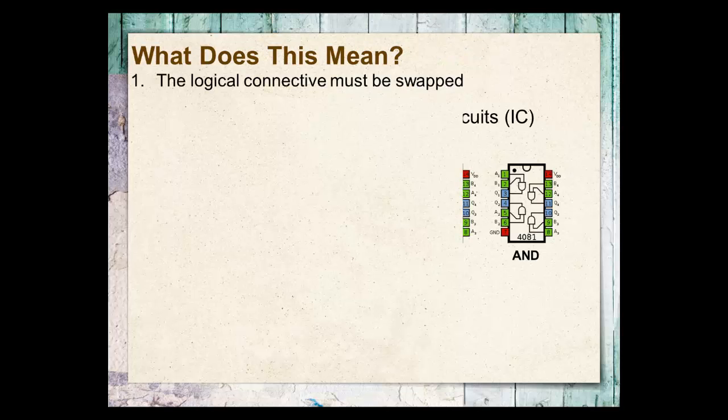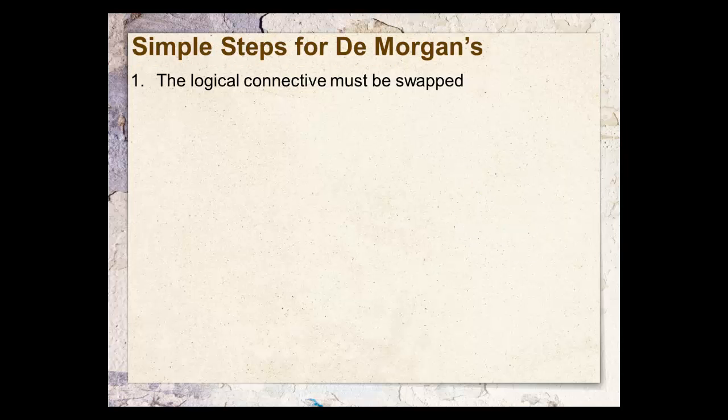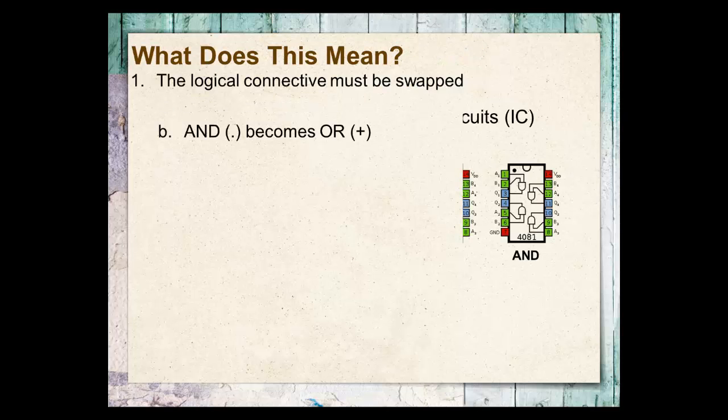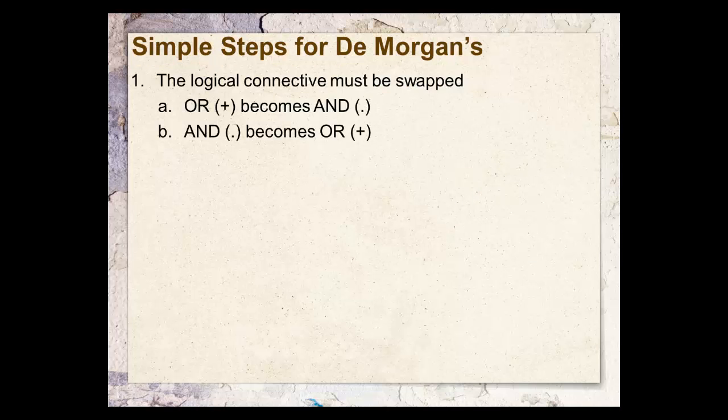Okay, here are the simple steps with De Morgan. Number 1, change the logical connector. That's the first thing you do with De Morgan's. I mean turn the OR into AND or the AND into OR. Simply take the operator, the connector, and swap it with its alternative. OR becomes AND, or AND becomes OR.